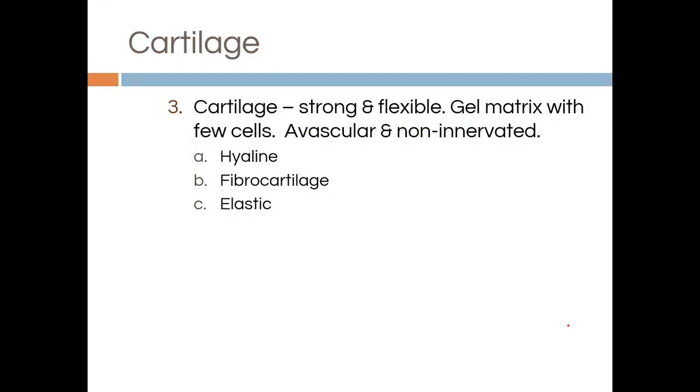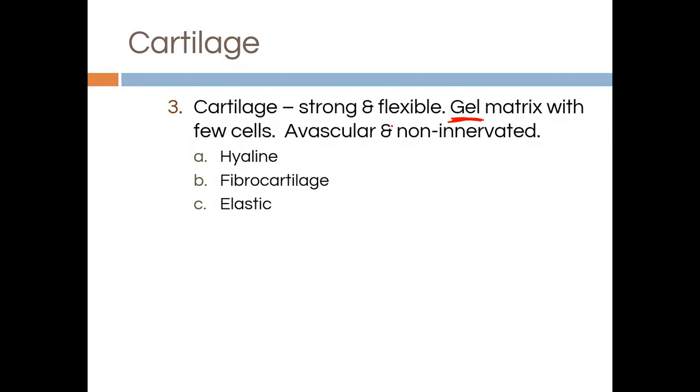Great. All right. So moving on to new material. Today we're going to turn our focus to cartilage. And cartilage is interesting. It's a very strong and flexible tissue, but it's really defined by the fact that it has a gel matrix. So that's the main thing we're seeing here, this gel. And so that's kind of what makes cartilage different from other things.